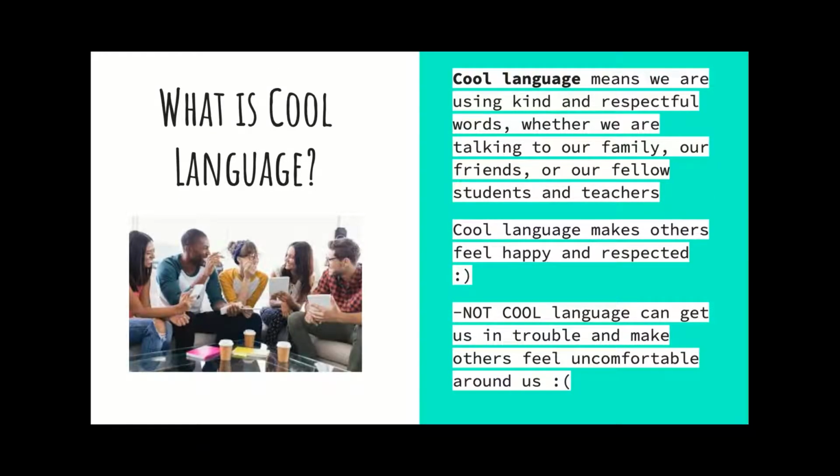All right, cool language. This is basically words that we use that are kind and respectful. And we use cool language when we're talking to our family, our friends, our fellow peers at school, as well as our teachers. The reason why we use cool language is because it makes others feel happy and respected. Not cool language, which is bad words, can get us in trouble, and honestly, it makes others feel uncomfortable around us. So it's important to know that we want to use cool language to make and maintain friends. Using not cool language actually loses us friends because people don't like to be around others who are using foul or not cool language.